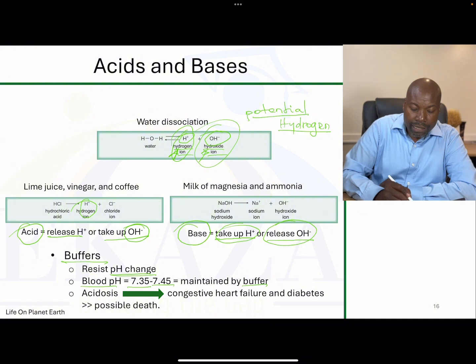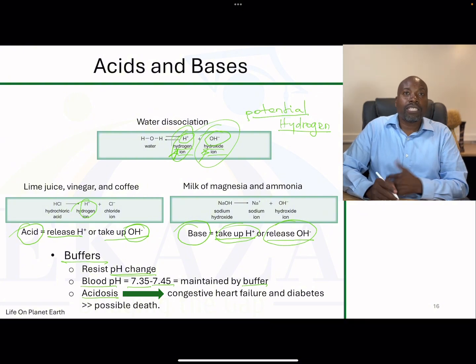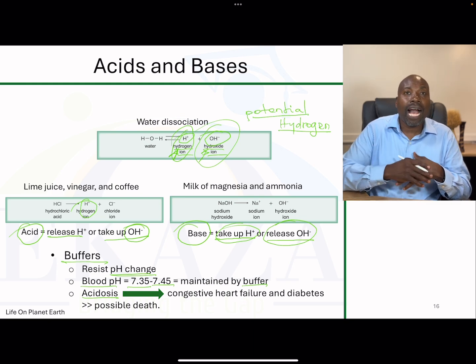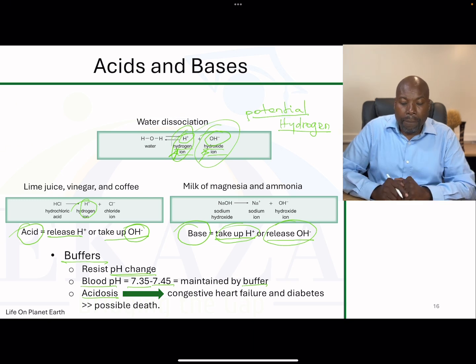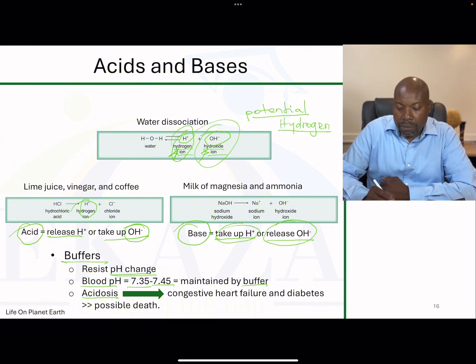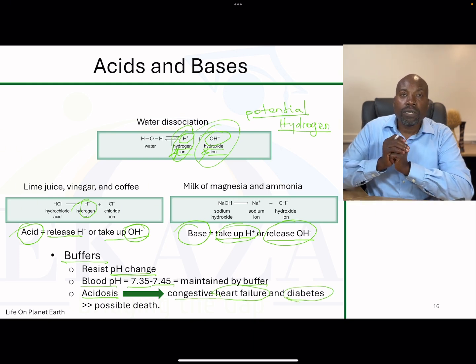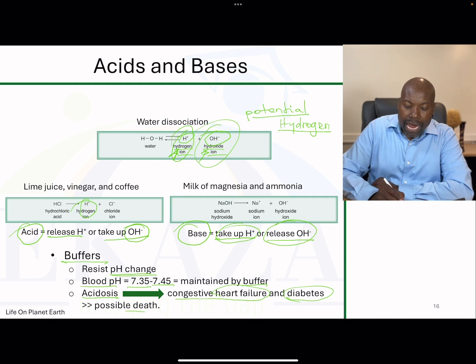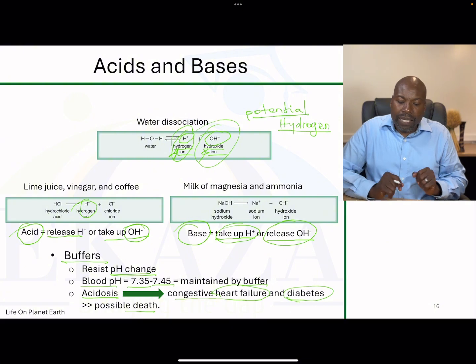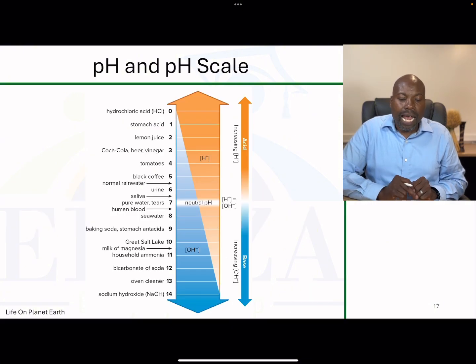One such condition is acidosis. Acidosis is when our internal pH is acidic. We have more hydrogen ions than we do have hydroxide ions, right? When that happens, this can cause conditions such as congestive heart failure, right? Or diabetes, which both conditions could lead to death, right? So this can be relatively nasty.